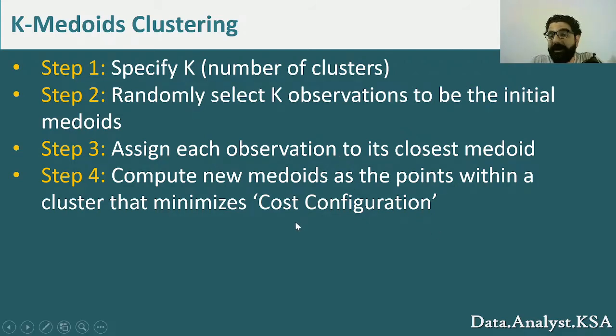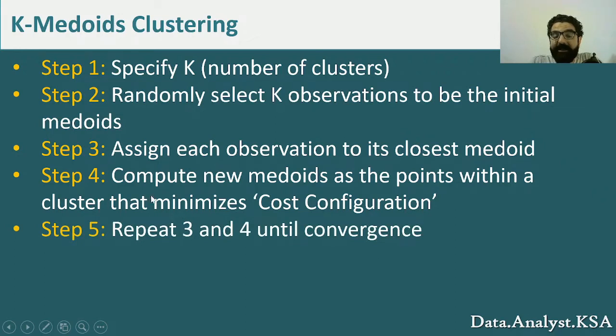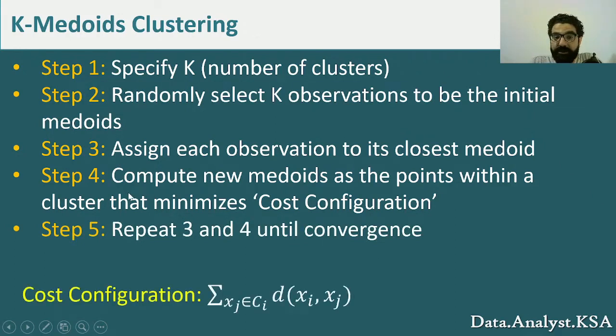And this is done by minimizing a function called the cost configuration. And I'm going to repeat steps 3 and 4 again until I reach convergence. So the main difference is in step 4. The cost configuration is basically the distance from every point in the cluster to every other point, summing all of these. And then I'm going to check which point has the minimum distance from all the points.